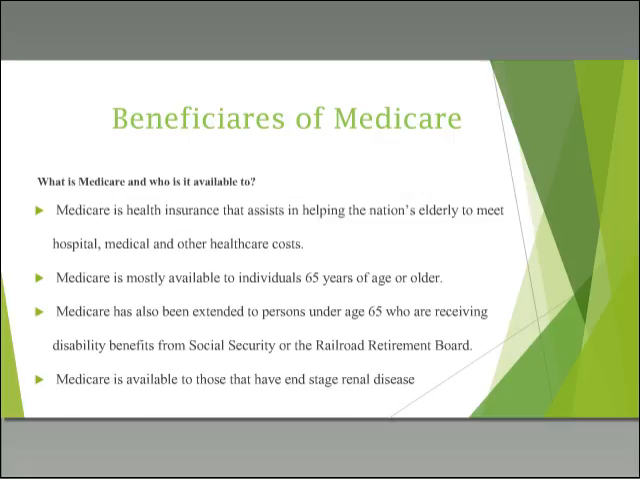Beneficiaries of Medicare. What is Medicare and who is it available to? Medicare is health insurance that assists in helping the nation's elderly to meet hospital, medical, and other healthcare costs. Medicare is mostly available to individuals 65 years of age or older. Although Medicare is available to patients 65 years and older, it is also based on medical conditions. If you receive Social Security for 2 years because of disability, you qualify for Medicare. Others who also qualify for Medicare are disabled widows, widowers, or a child of a disabled worker.